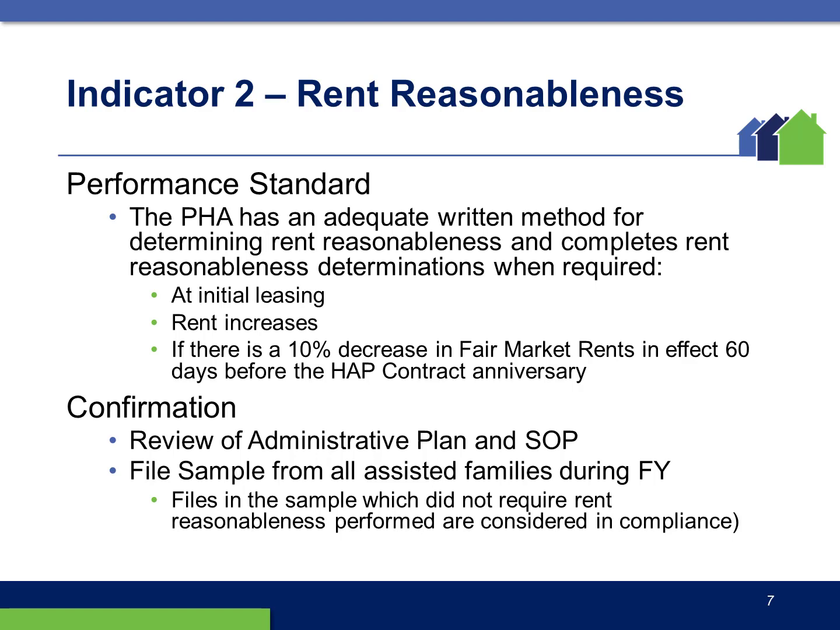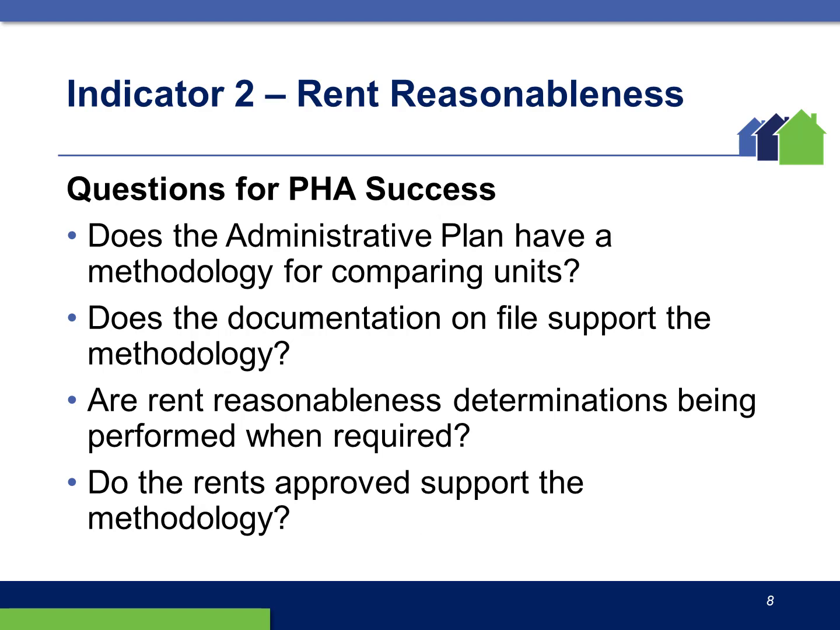This is confirmed through a review of the administrative plan and standard operating procedures, or SOPs, and a file sample from all assisted families during the fiscal year. Note that files in the sample which did not require rent reasonableness performed are considered in compliance. The questions for success on Indicator 2 are: does the administrative plan have a methodology for comparing units? Does the documentation on file support the methodology? Are rent reasonableness determinations being performed when required? Do the rents approved support the methodology?